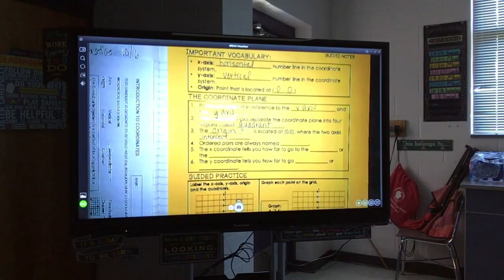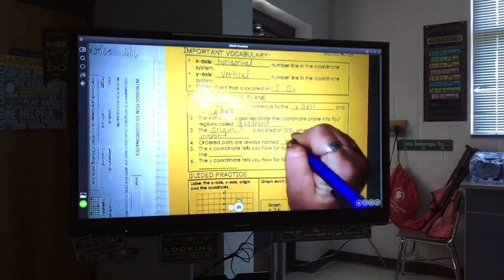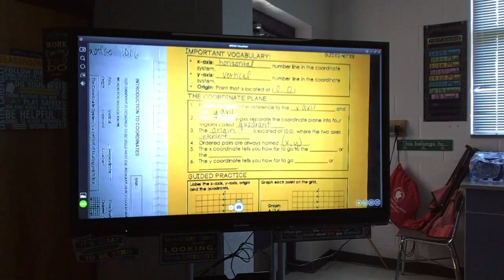Okay. Number 4, it says ordered pairs are always named what? Always named what? Jack? Quarters? Nope. Point? Nope. Michaela? Plots? Nope. Oh, I know. Cooper? X-axis, Y-axis. XY. Oh, I thought you were saying both of them together. All right, bless you.